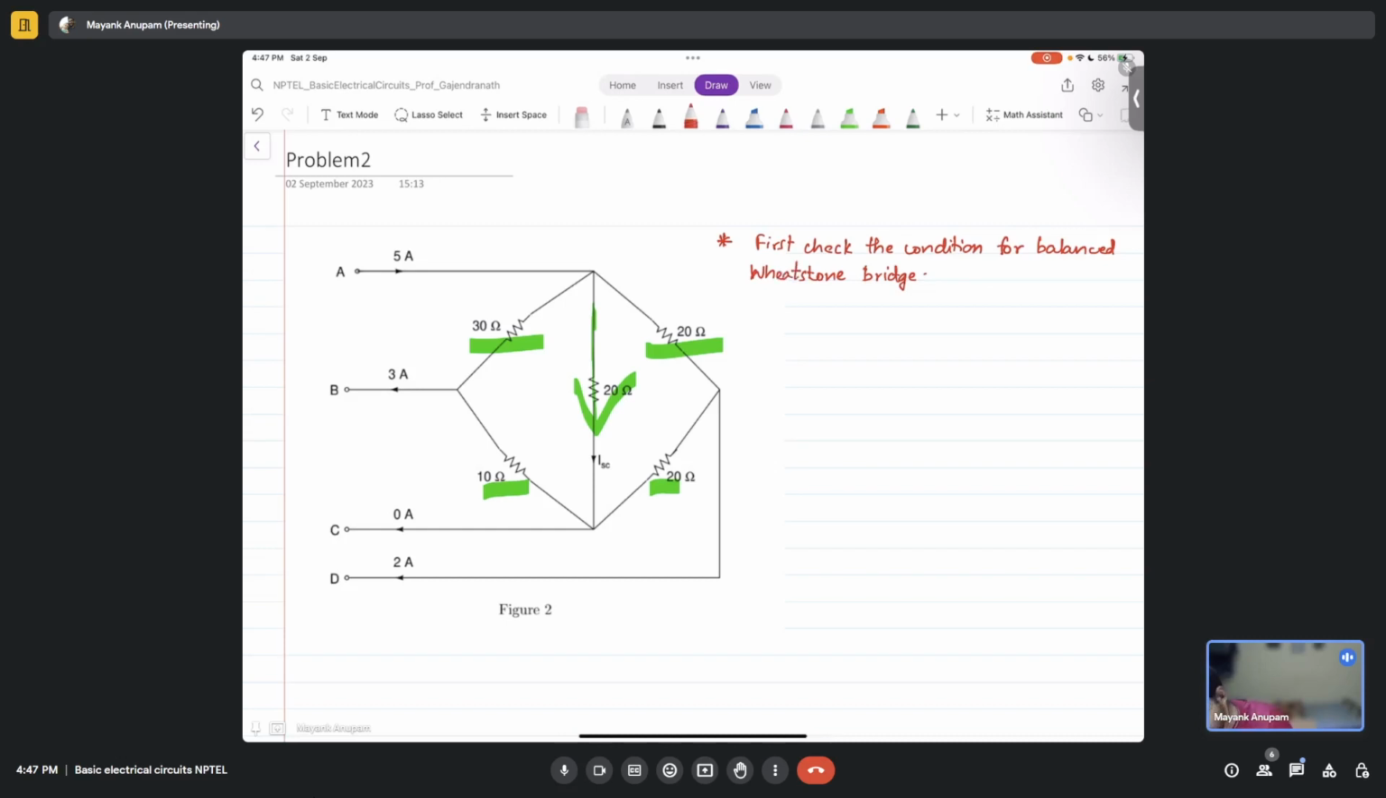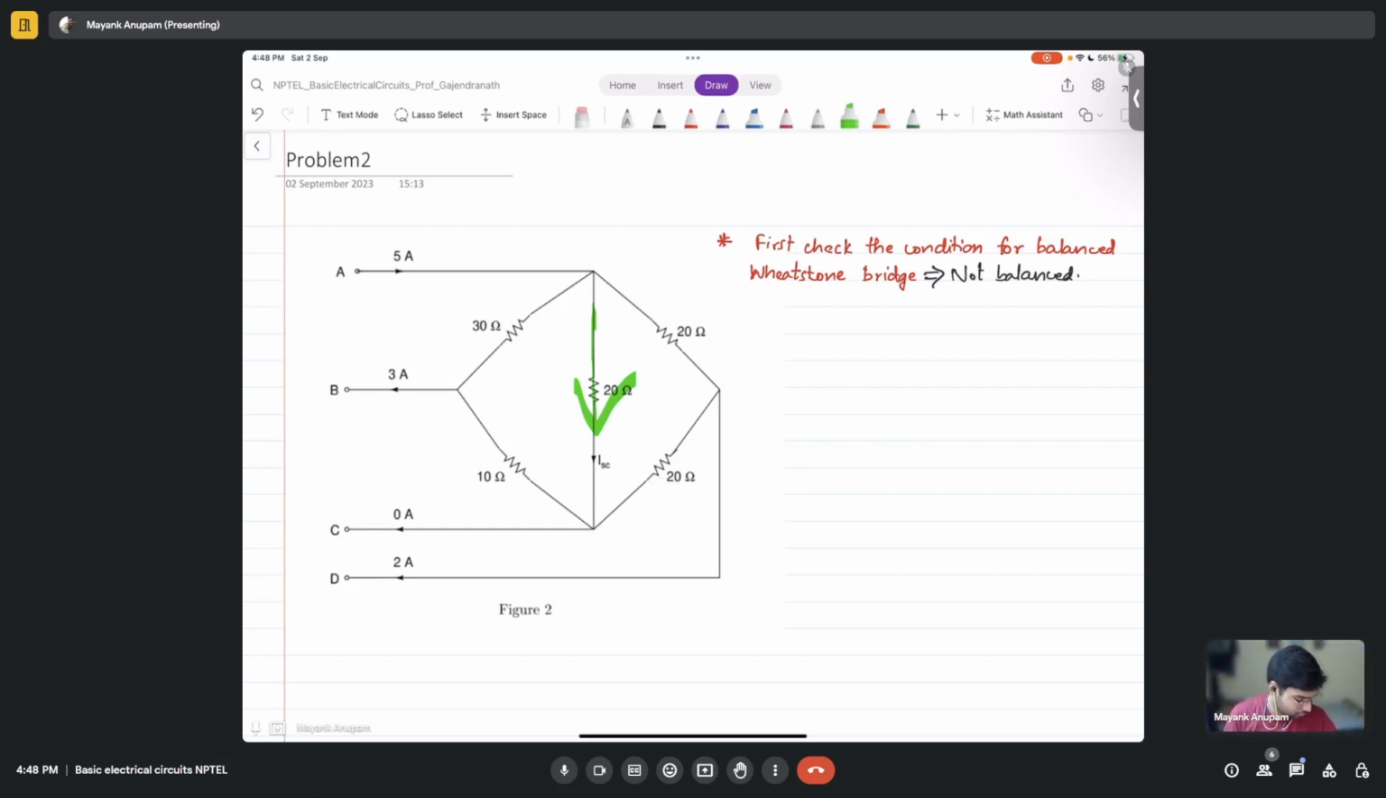Fine. So this is clearly not the case. So we see that it is neither balanced nor unbalanced. So not balanced. What next? What will I do now? What should I do now?